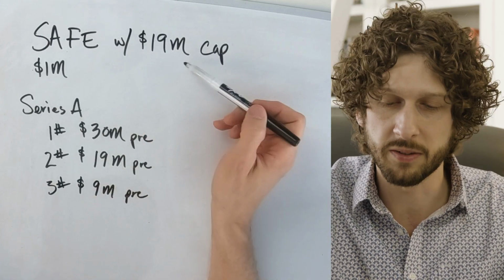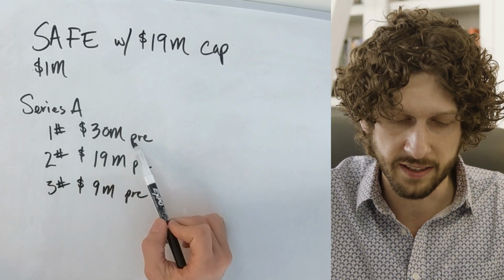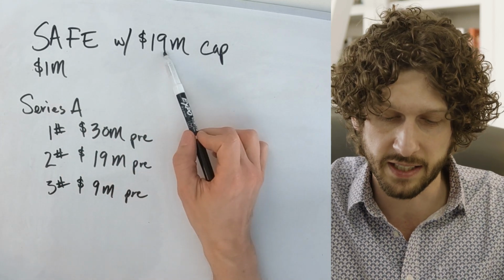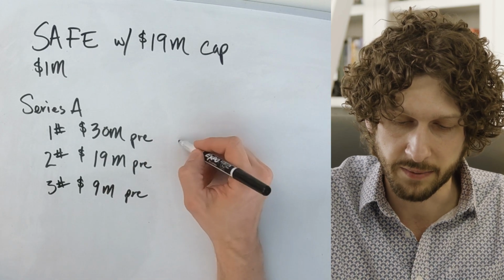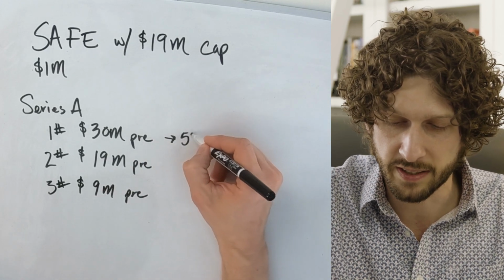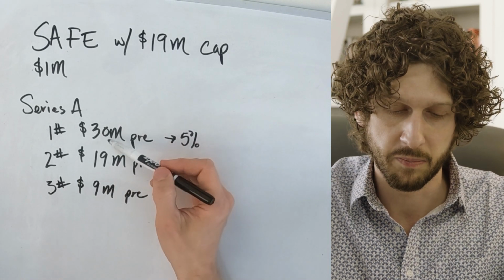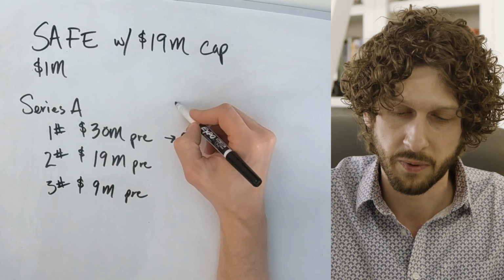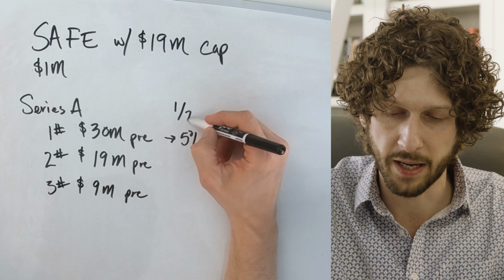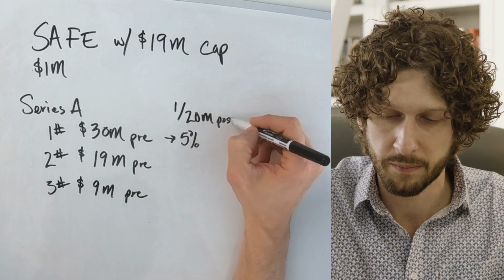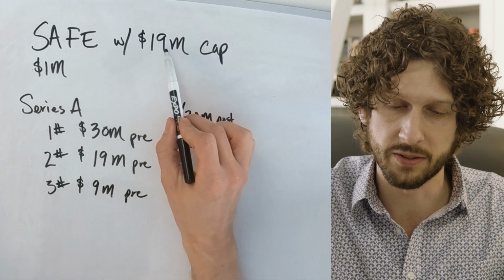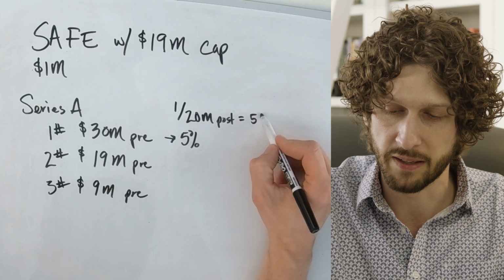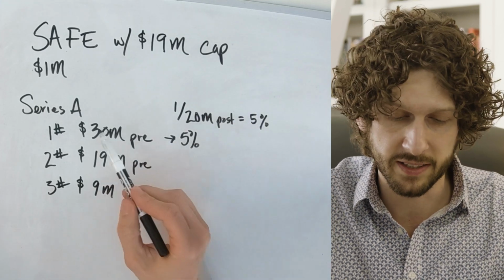Okay, so as we work through the math here, in this case, I'm going to convert my $1 million note not at a $30 million valuation, but at 19, which means I'm going to own 5% of the company, which is basically calculated by 1 million divided by 20 million post-money. Because this $1 million goes into the $19 million, that gives me a $20 million post. That is my 5%. But that 5% is now part of this 30 million.